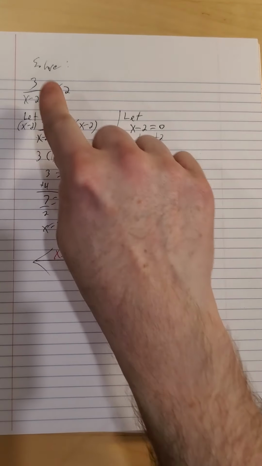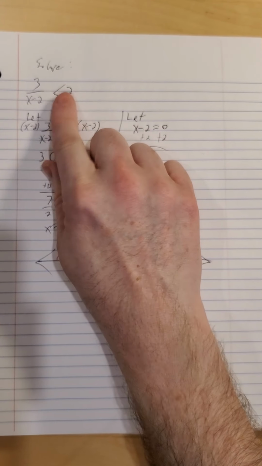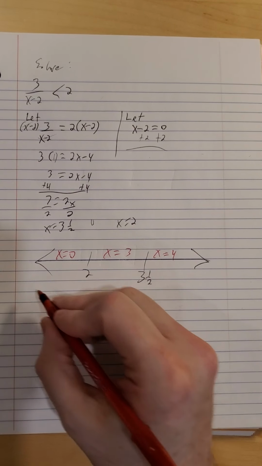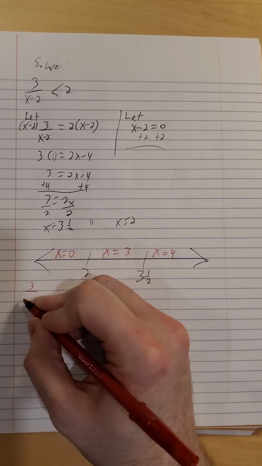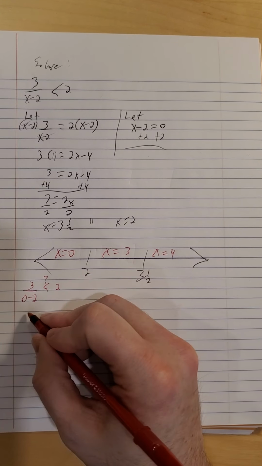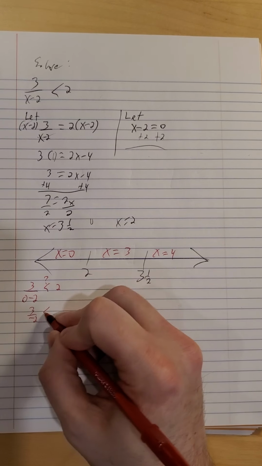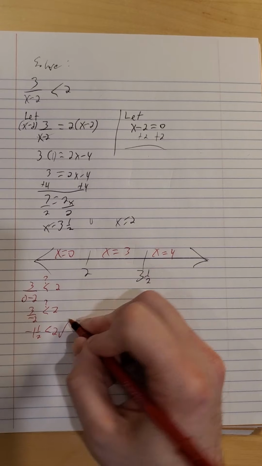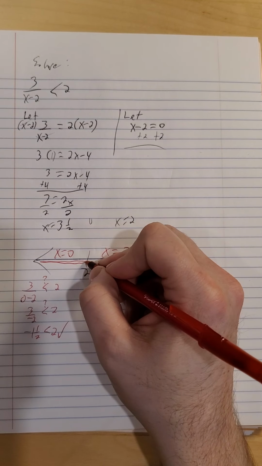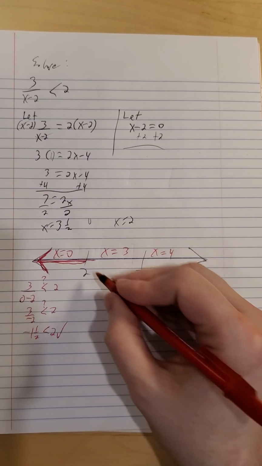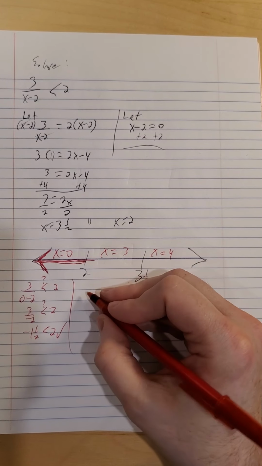This time I don't have multiplication division compared to 0, so we'll need the actual numbers to work with. So first one, 3 divided by 0 minus 2, possibly less than 2. So 3 divided by -2, possibly less than 2, -1.5, less than 2 is true. So we'll keep it. So we shade this way, arrow on the end. We'll talk endpoints in a moment.